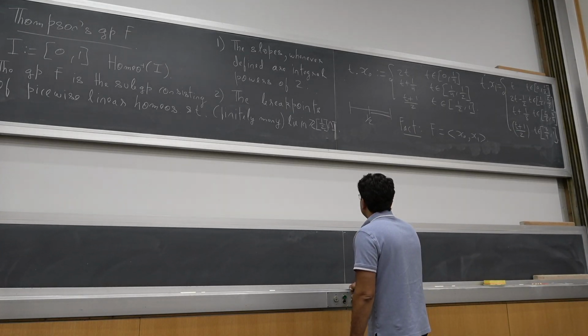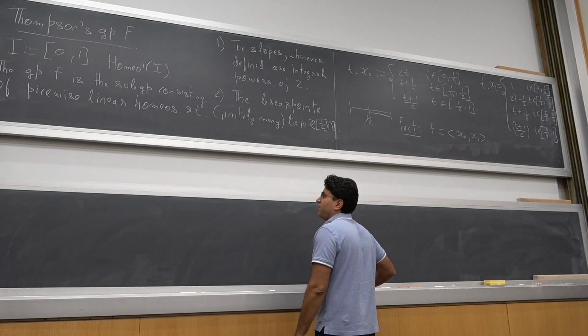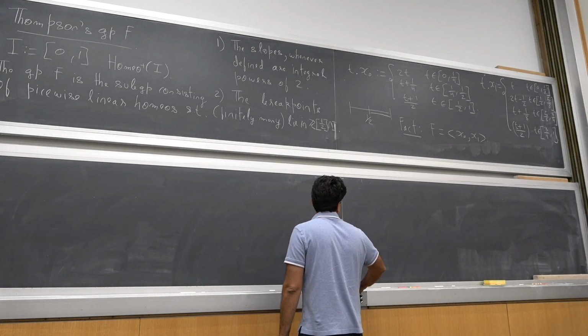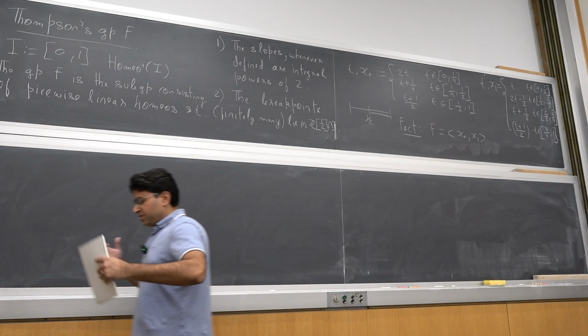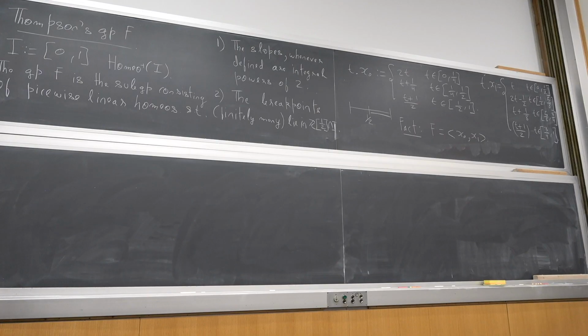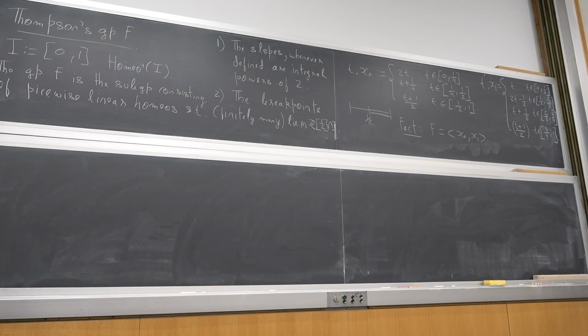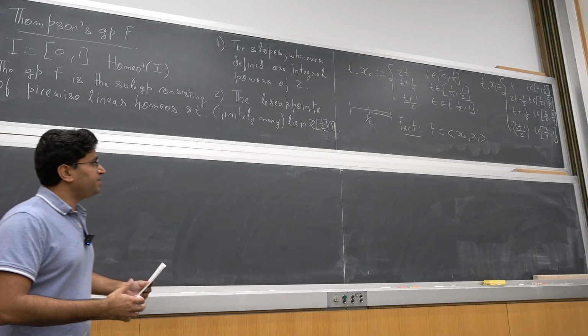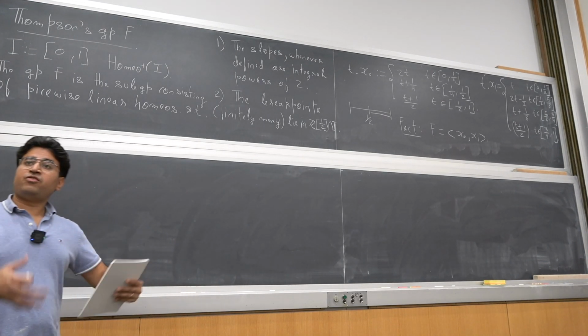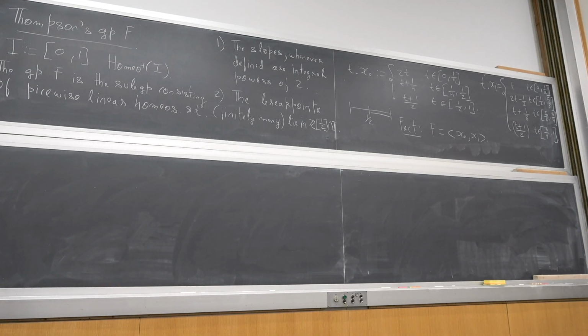Now this is a very specific sort of object, right? It seems like it emerges in a very specific way, but in fact that's not the case. In some sense, the group F is ubiquitous in the group of homeomorphisms of the real line. And so let me state a lemma, which I like to call the two-chain lemma.